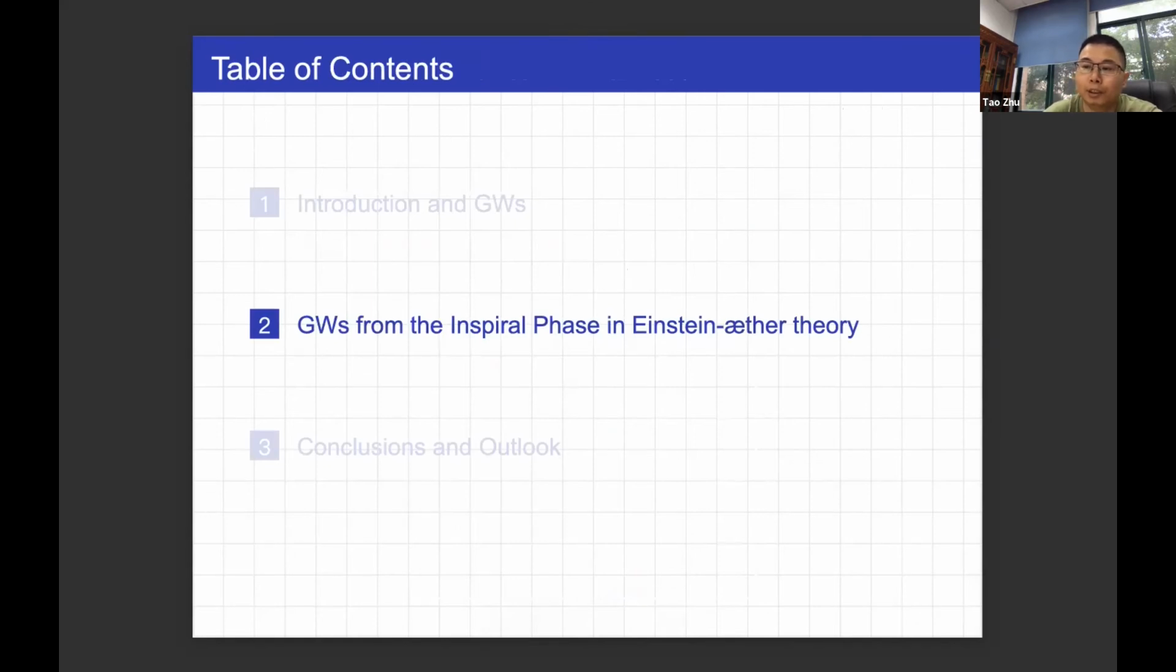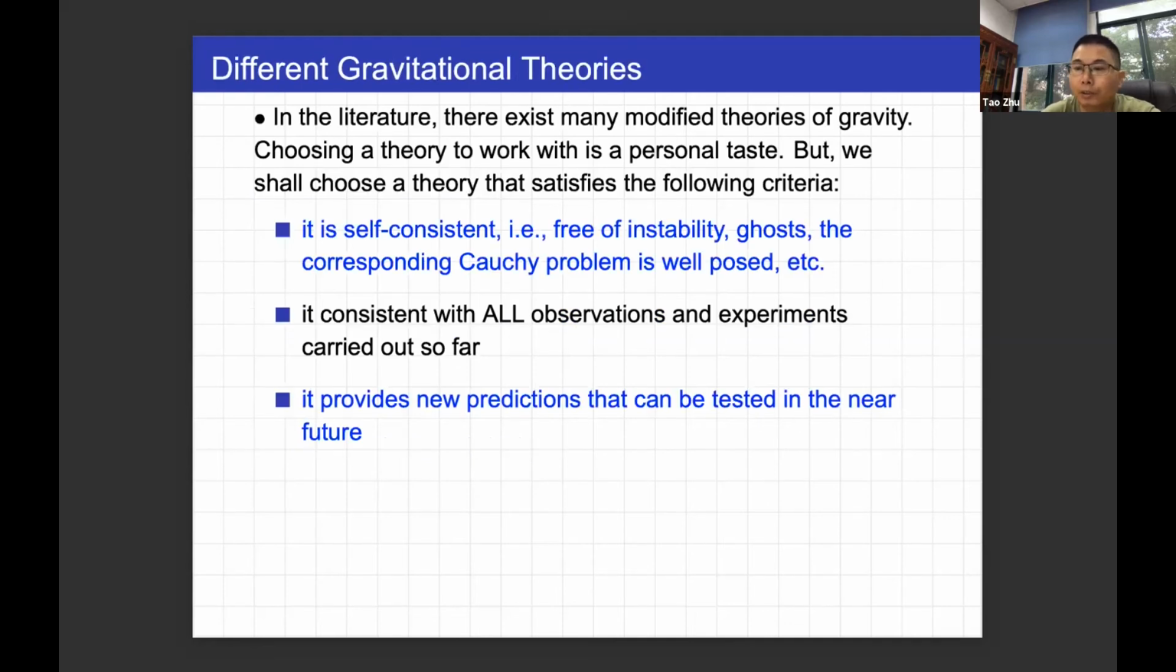Okay, let's go to the second section about how to calculate the gravitational waves from the inspiral phase in a modified theory of gravity and their properties in Einstein-Aether theory. Actually, as I have mentioned, gravitational waves in modified gravity can be different from GR in many aspects. Different modified gravities can have different predictions. There are also a large number of modified theories of gravity.